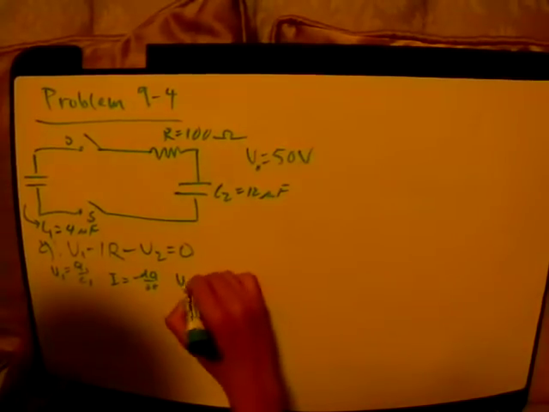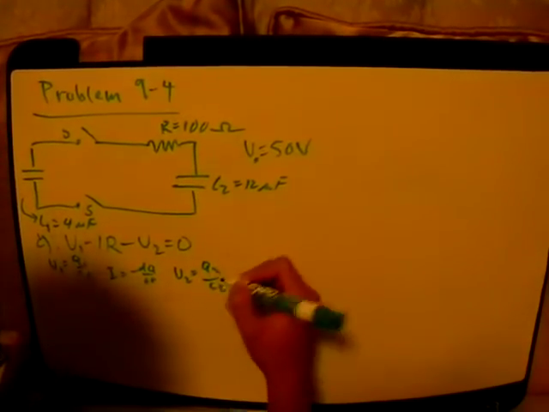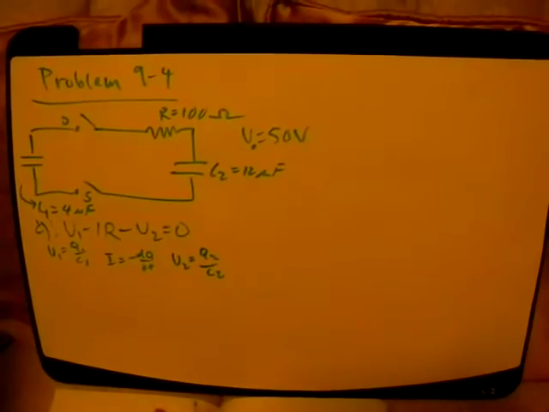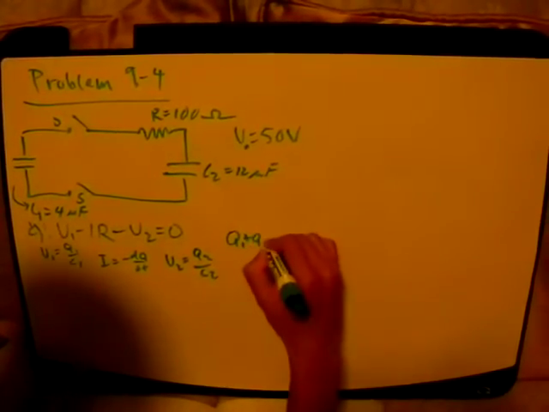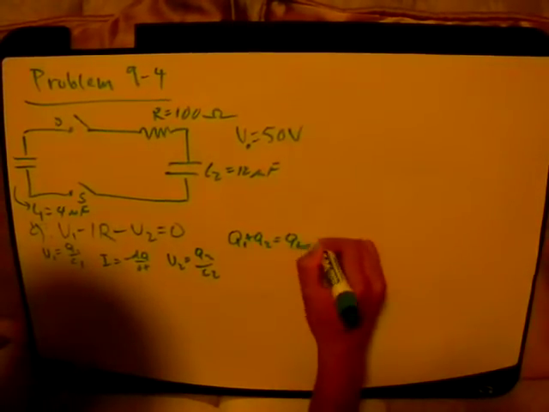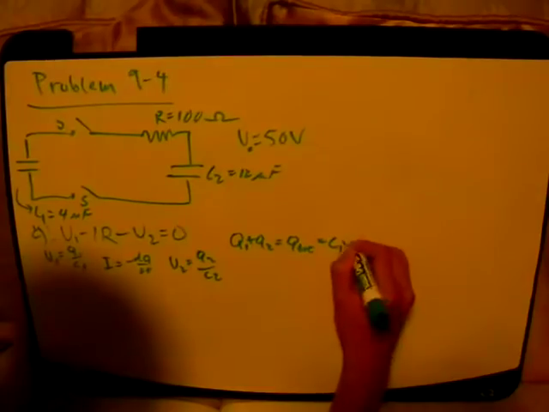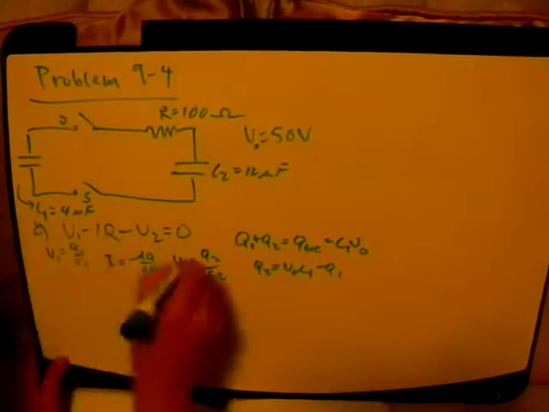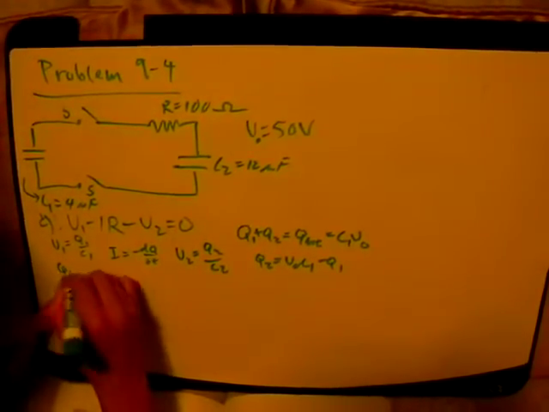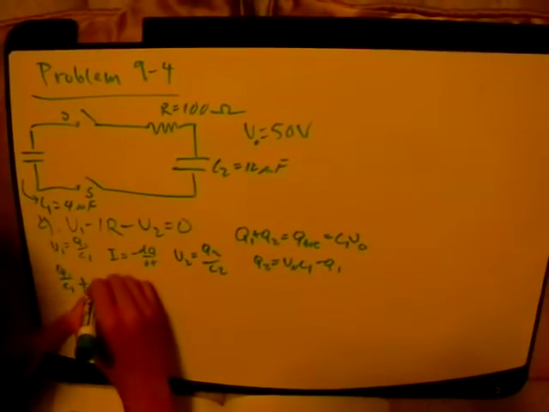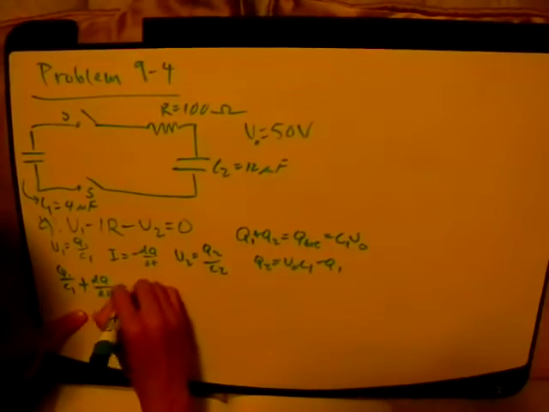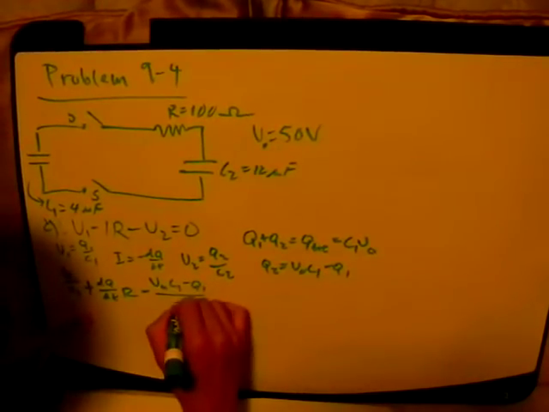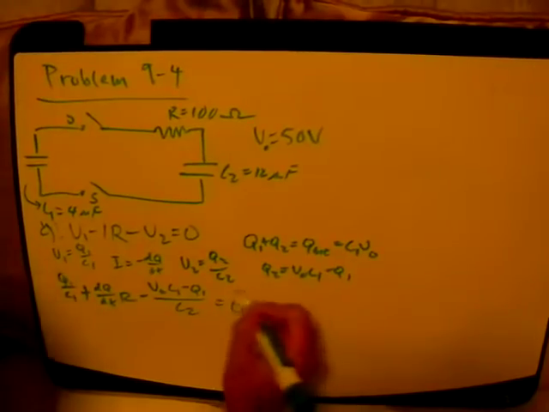And V2 is equal to Q2 over C2. But we have to write Q2 in terms of the other function. So we know that Q1 plus Q2 is equal to Q total, which is also equal to C1 V0. So Q2 is V0 C1 minus Q1. Just substitute that in. So plugging all these in, we get Q1 over C1 plus, because two negatives, plus dQ/dt times R minus (V0 C1 minus Q1) over C2. This has to equal 0.